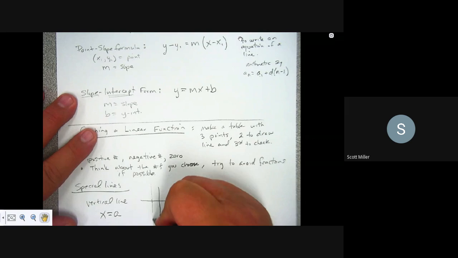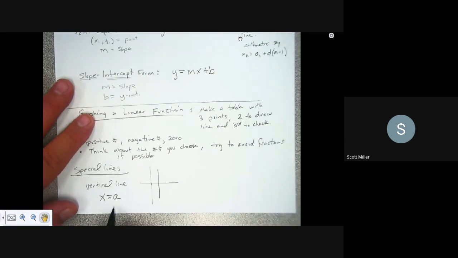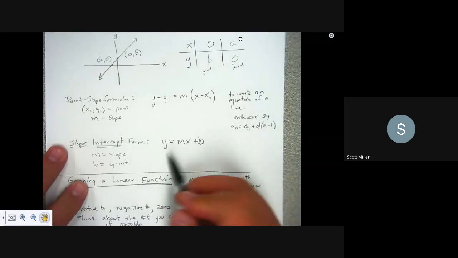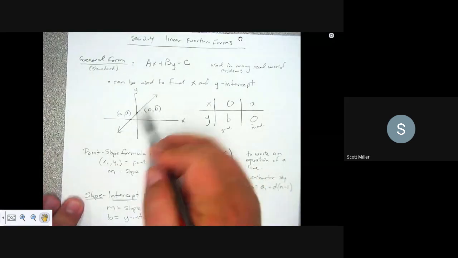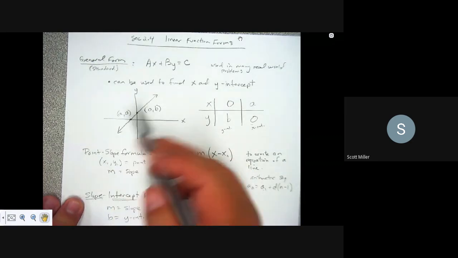It only goes through the x-axis. That's why there's only one letter here. If you ever wanted to know why this one has 2 letters, an x and a y, it's because all other lines will cross both the x and the y-axis. So it has 2 letters, an x value and a y value.